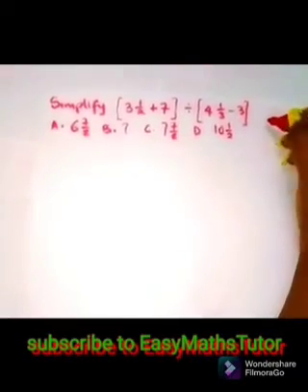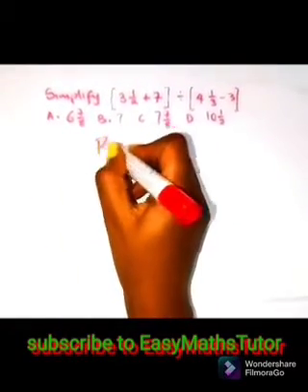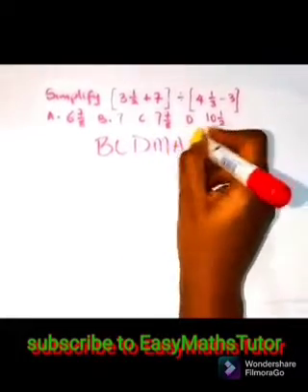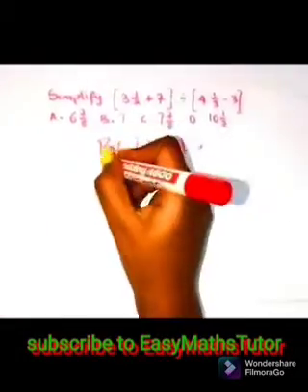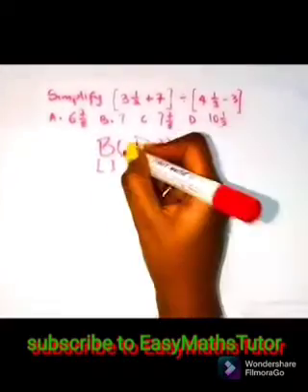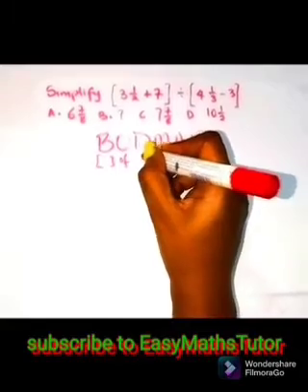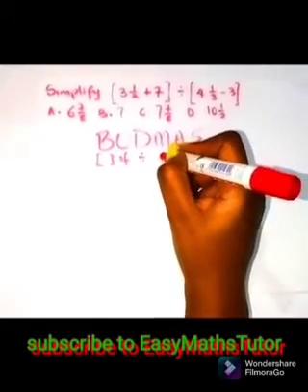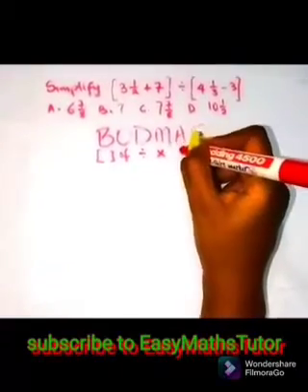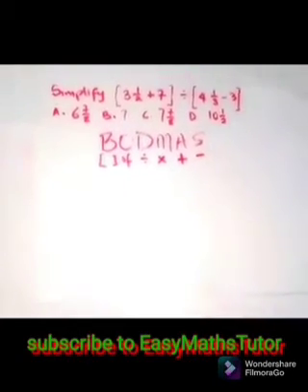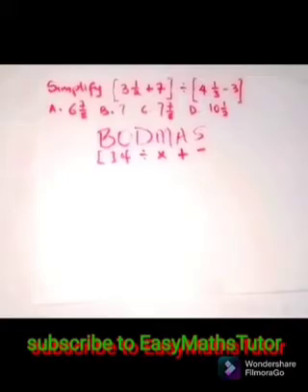So let's not forget our rule of mathematical operation known as BODMAS. B stands for bracket, O stands for of or multiplication, D stands for divide, M stands for multiply, A stands for plus, and S stands for subtract or minus.